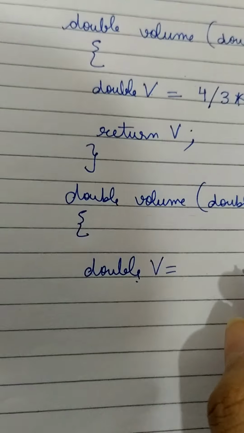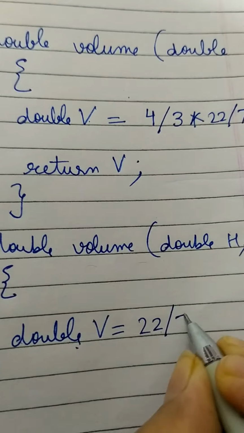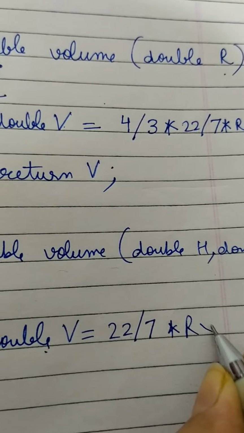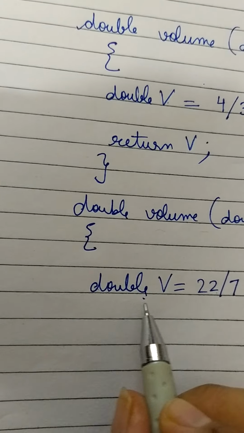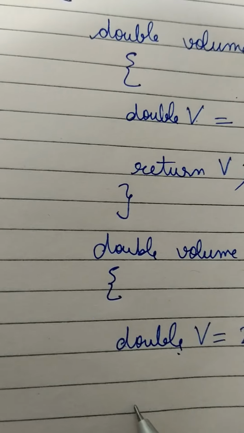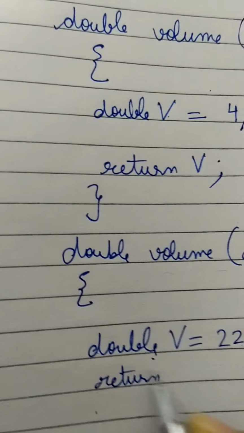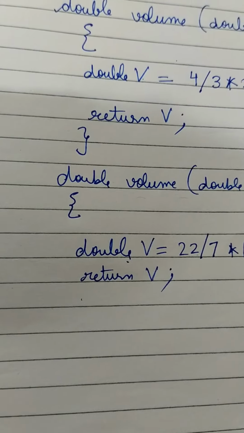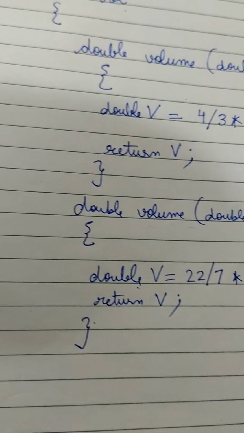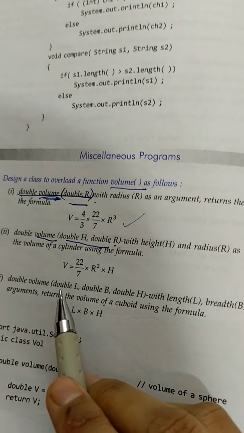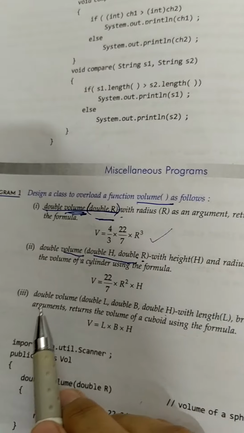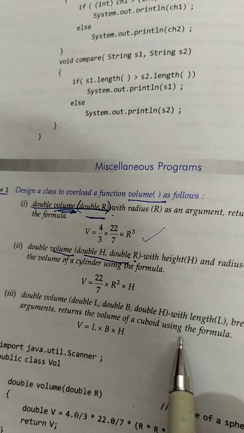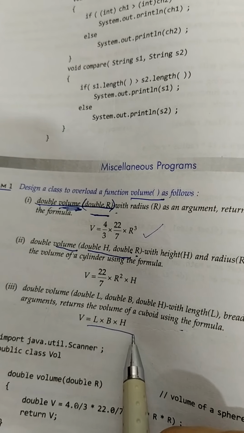Apply the formula, pi r square h, pi is 22 by 7, r square is r into r, then h. Okay, now we have calculated the volume here. Now we have to return V. Close it. Now next, see the next one. Double volume, and 3 arguments are there, with length L, breadth, height as arguments. Return the volume of a cuboid and apply this formula. We have to calculate the volume of the cuboid and then we have to return it.